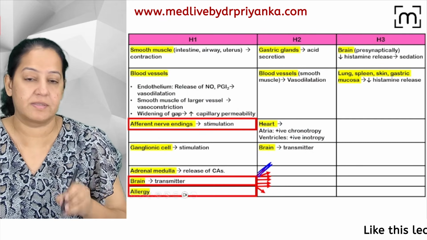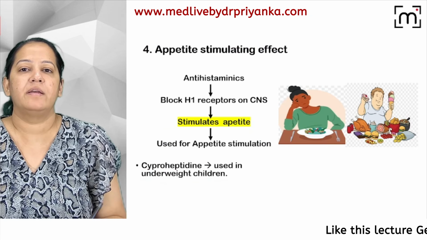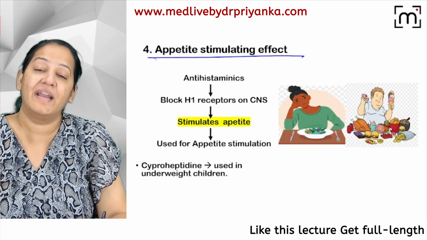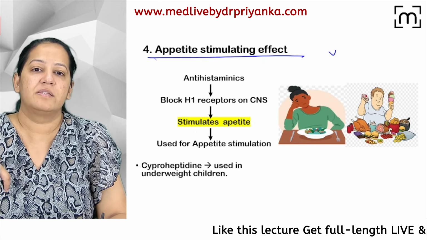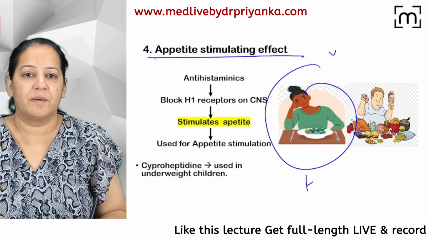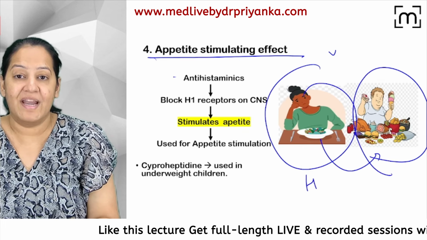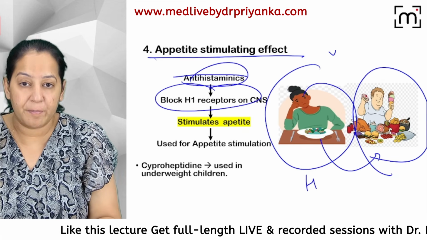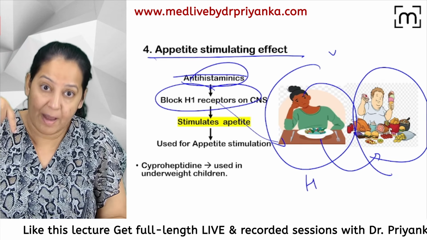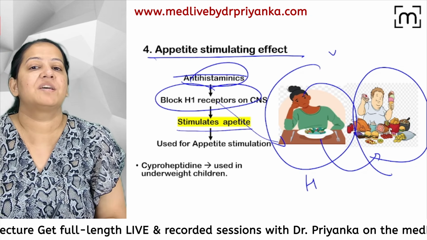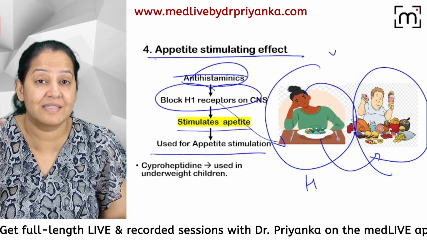There are 7 uses. The second use based on the brain is appetite stimulating effect. Histamine has an appetite depressing effect. This effect is due to histamine. Give antihistaminic, and because antihistaminic will block the H1 receptor in the brain, which is producing appetite suppression, it will stimulate the appetite. So antihistaminics are used as an appetite stimulant.